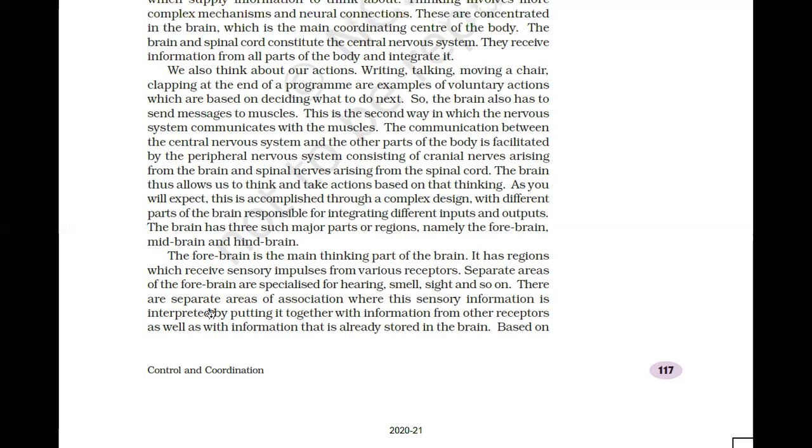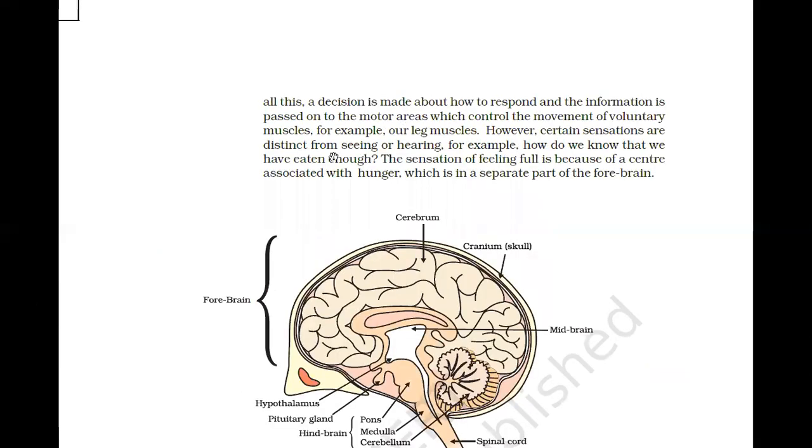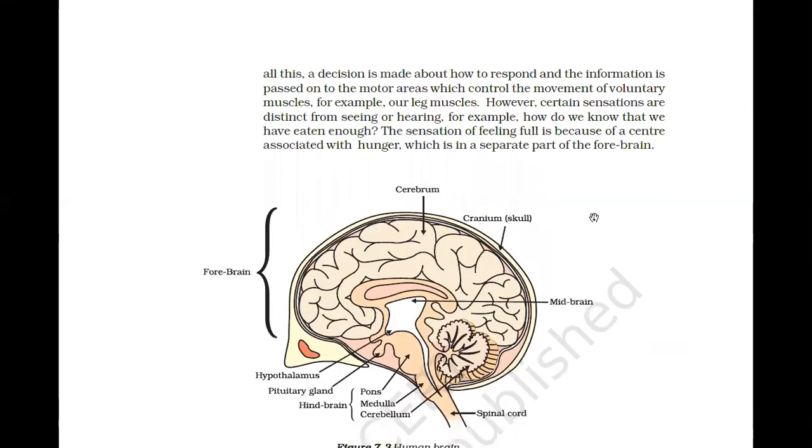There are separate areas of association where the sensory information is interpreted by putting it together with information from other receptors as well as with information that is already stored in the brain. Based on all this, a decision is made about how to respond, and the information is passed on to the motor areas which control the movement of voluntary muscles, for example, our leg muscles.